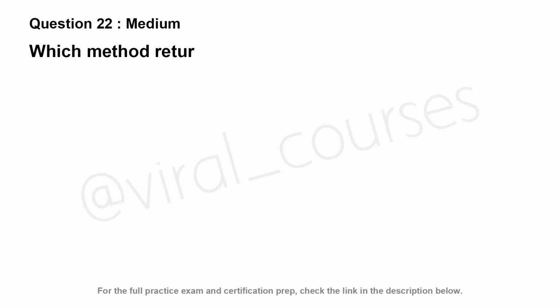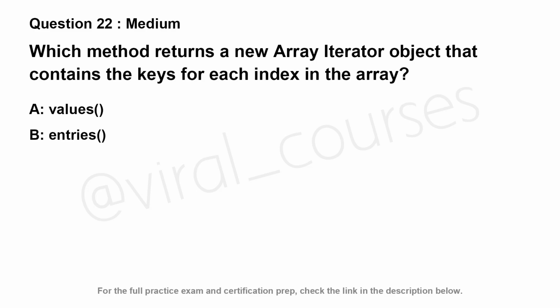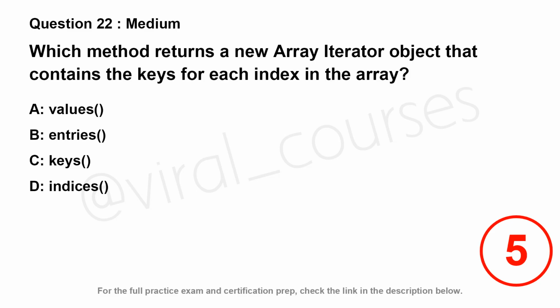Which method returns a new array iterator object that contains the keys for each index in the array? Option A, values. Option B, entries. Option C, keys. Option D, indices.